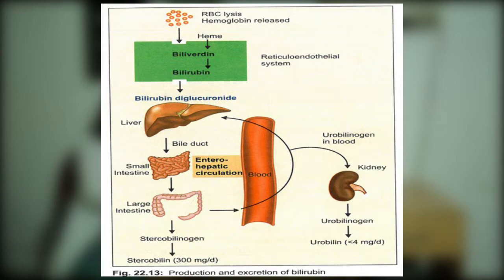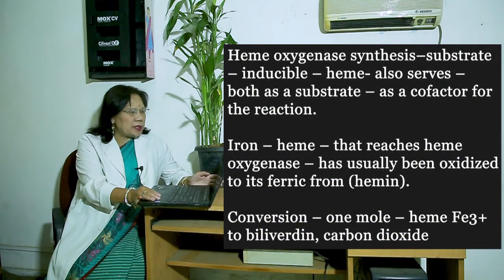From the large intestine, some fraction will go to the enterohepatic circulation of the blood, and some part will go to the urobilinogen in blood, will enter the kidney, then urobilinogen is converted and urobilin is excreted, which is a yellow color. So heme oxygenase synthesis is substrate inducible.